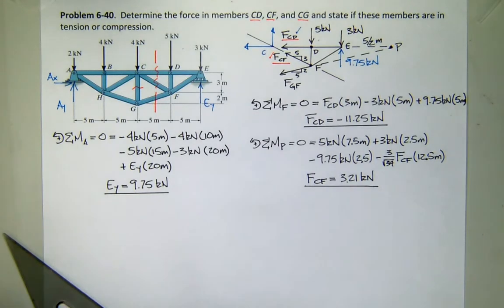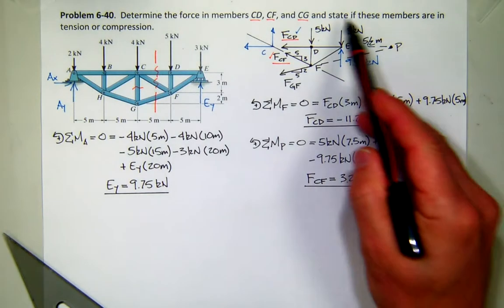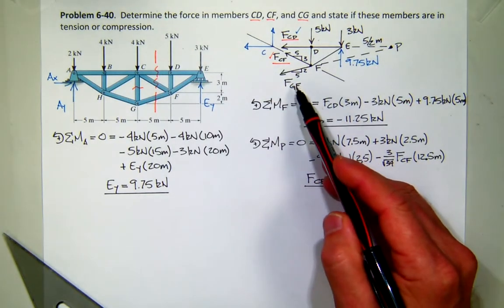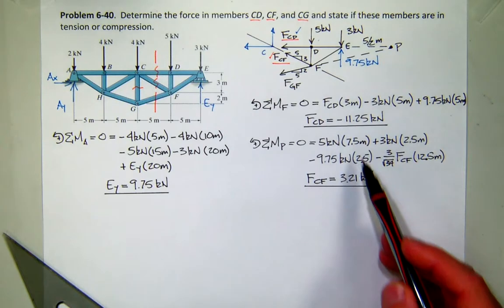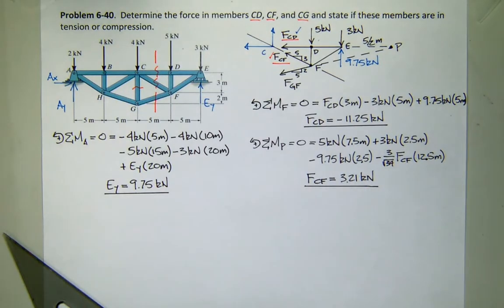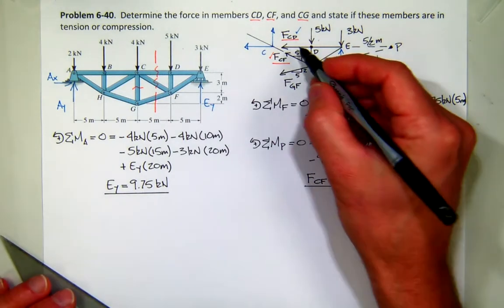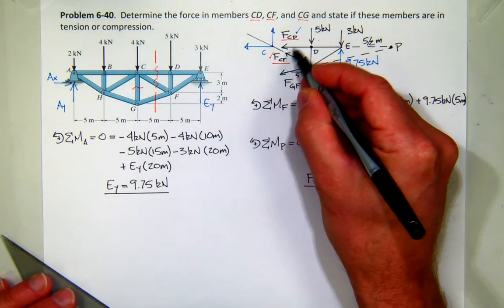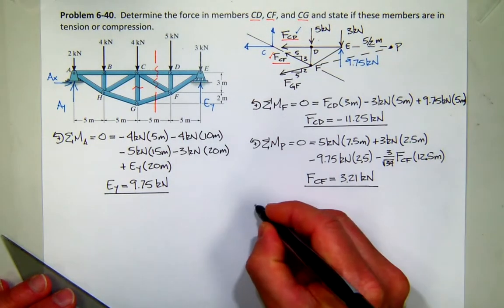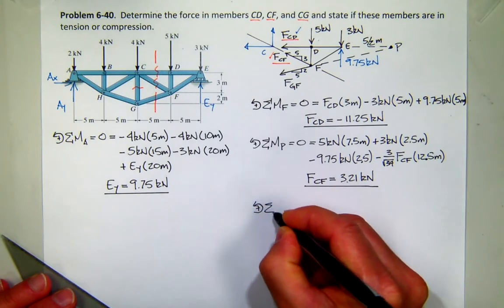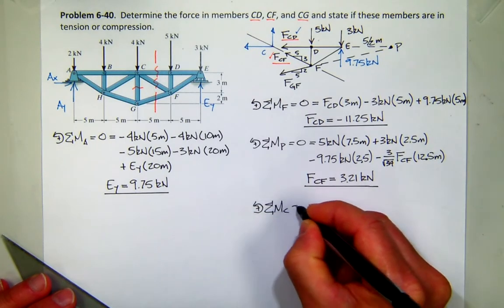So let's go ahead and get GF. Now how can we get GF? One equation, one unknown. I know my free body diagrams got really complicated, but is there a way to find GF without including these previous results? The moment about C. The moment about C, right? Because CD and CF both pass through C. So let's do that. Let's sum the moments about C.